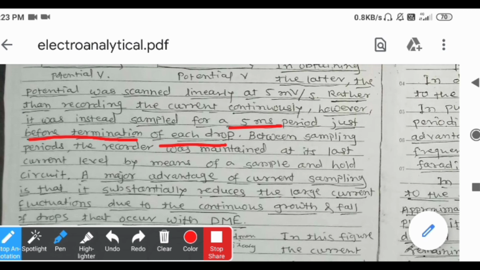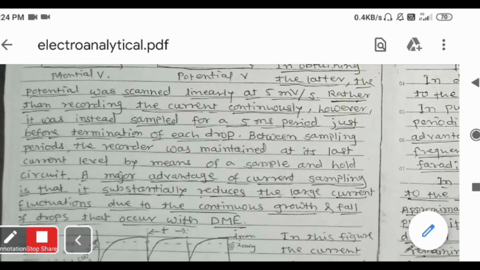Between sampling periods, the recorder was maintained at the last current level by means of a sample and hold circuit. The major advantage of the current sampled technique is that we can substantially reduce the large Faradaic current due to the continuous growth and fall of the drop that occurs with the dropping mercury electrode.